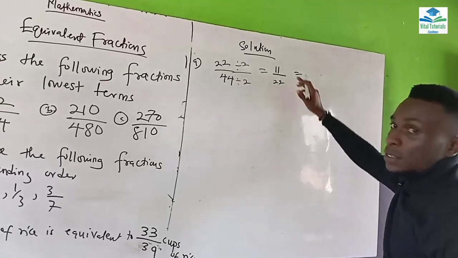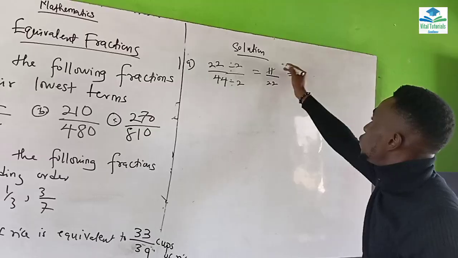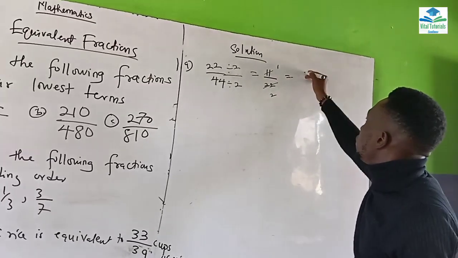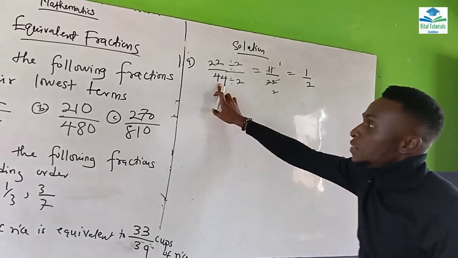What can you use to divide up and down? I believe you can use 11 to divide. 11 goes into itself is 1, 11 goes into 22 is 2, therefore 1 over 2. This is the equivalent fraction of this entire stuff.